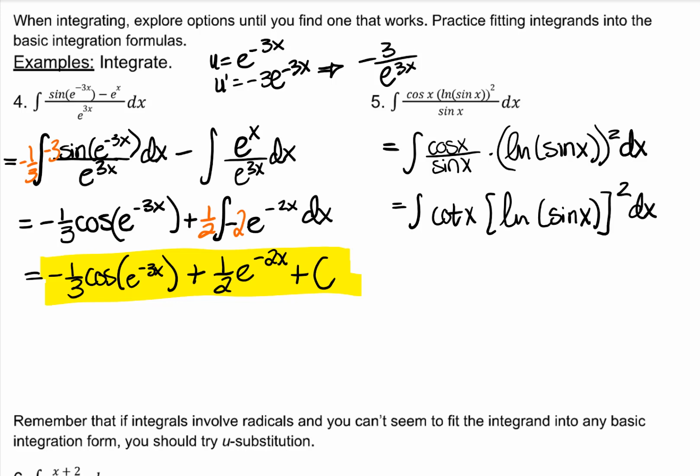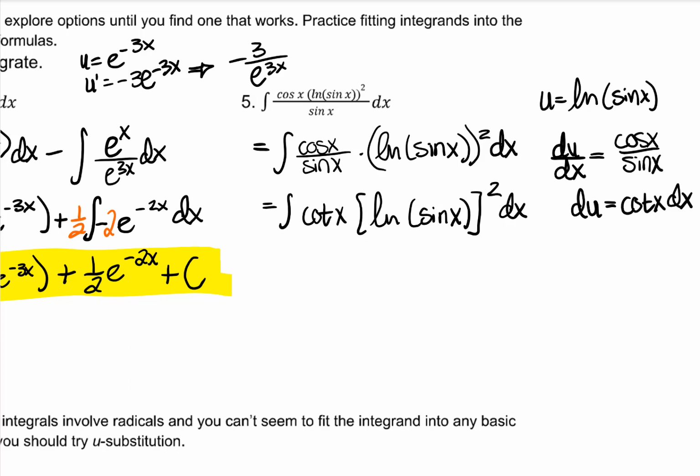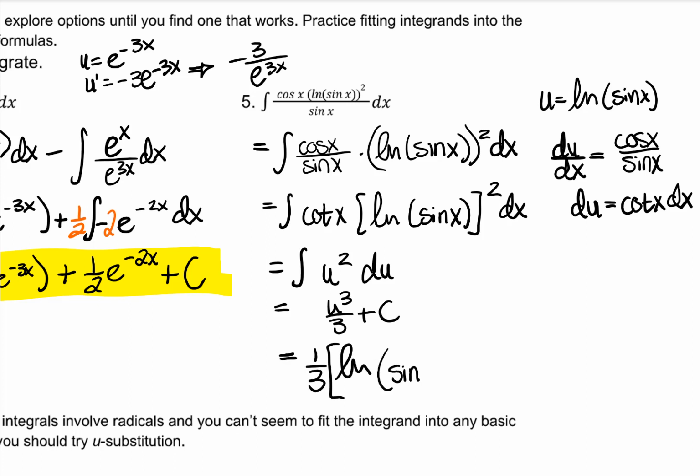So what if I made u the part with the ln? You don't have to substitute in the u's, but I'm going to do it just so you can see the visual. We would have u to the power of 2 cotangent x dx, that is du. Your integral just adds 1 to the power and then substitute u. And you'll get 1/3 ln sine x quantity cubed.